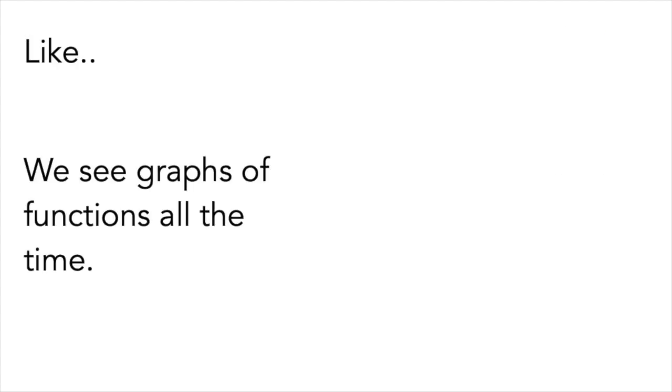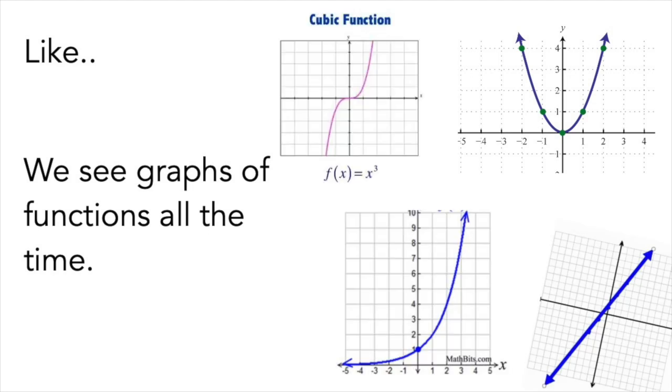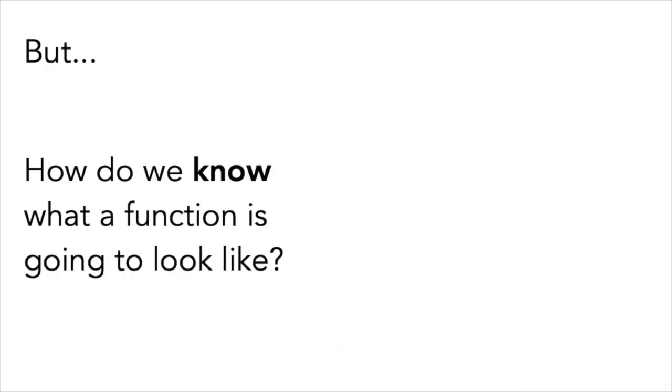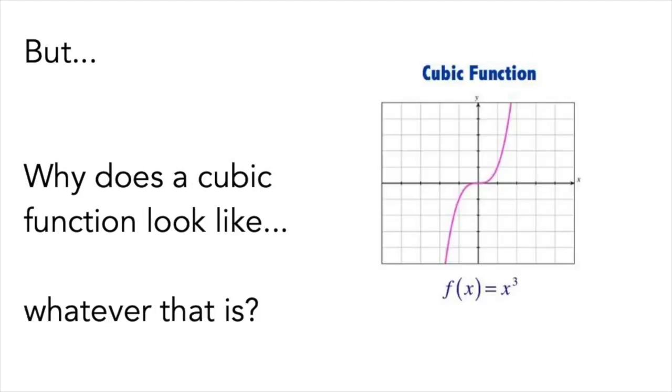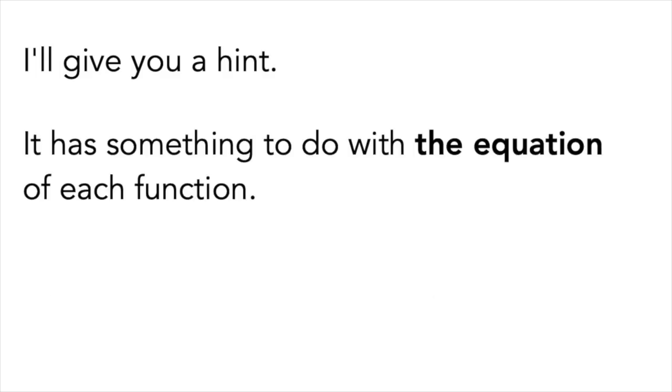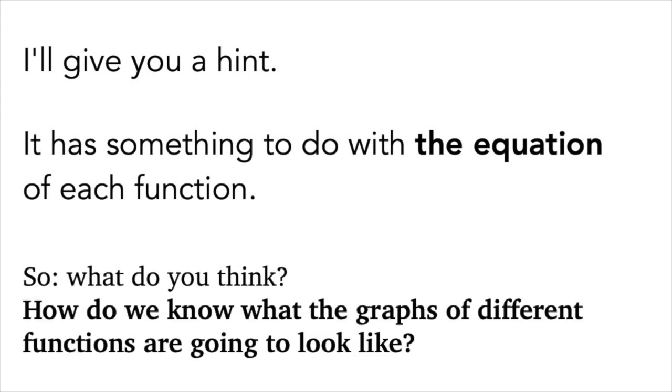Today we are going to dive a little deeper into how graphs of functions work. We see graphs of functions all the time, and we're pretty familiar with what makes each one distinct. But how do we know what a function is going to look like? Why is a quadratic function shaped like a U? Why does a cubic function look like whatever this is? I'll give you a hint. It has something to do with the equation of each function.